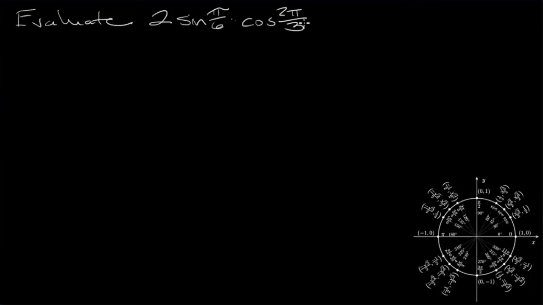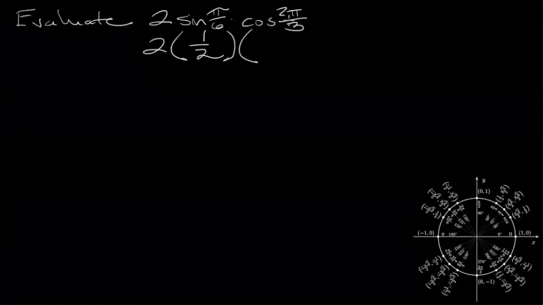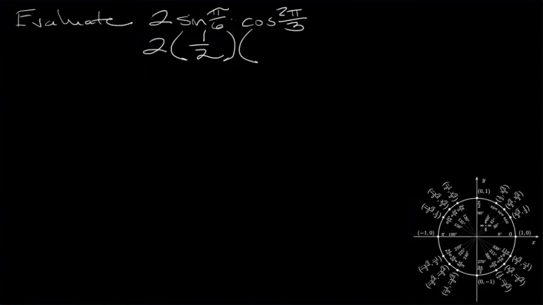That's something that I can do pretty easily because I can come in here and sine of pi over 6 would be the y value at pi over 6. So pi over 6, the y value is 1/2. And then cosine of 2 pi over 3 would be the x value at 2 pi over 3. So I go to 2 pi over 3. The x value is negative 1/2. 2 times 1/2, it's going to cancel. And so I would end up with negative 1/2, and I would be done.